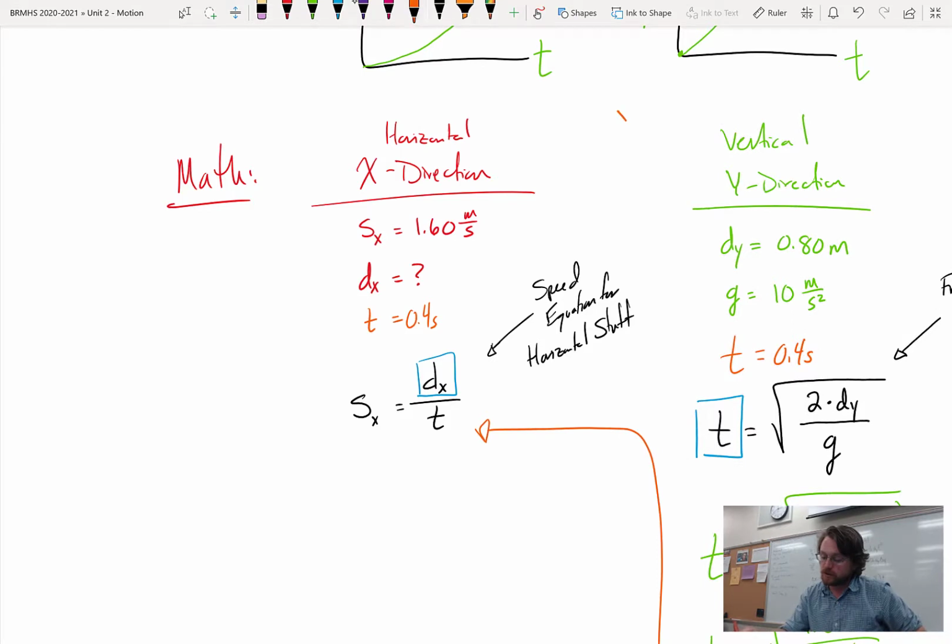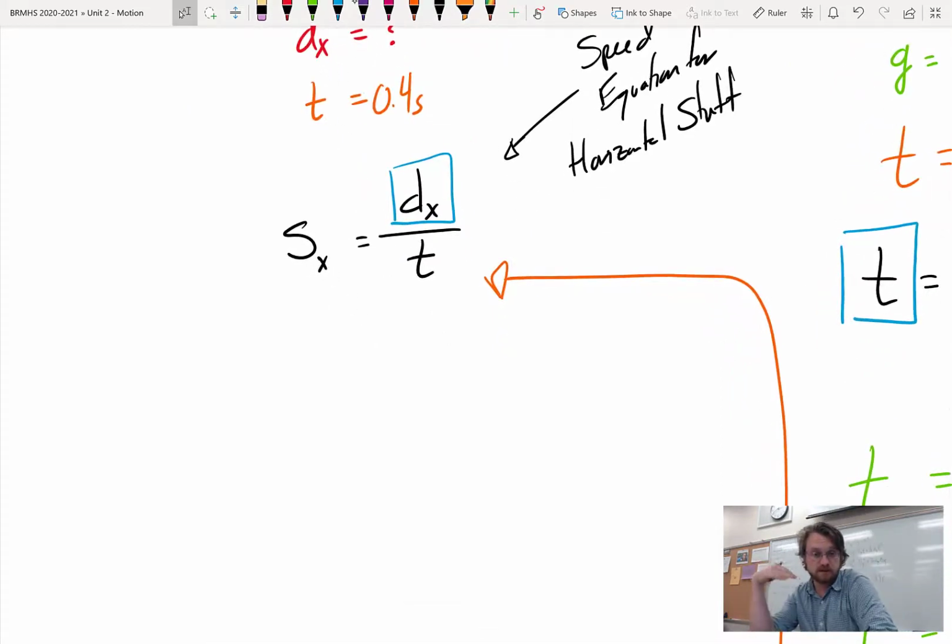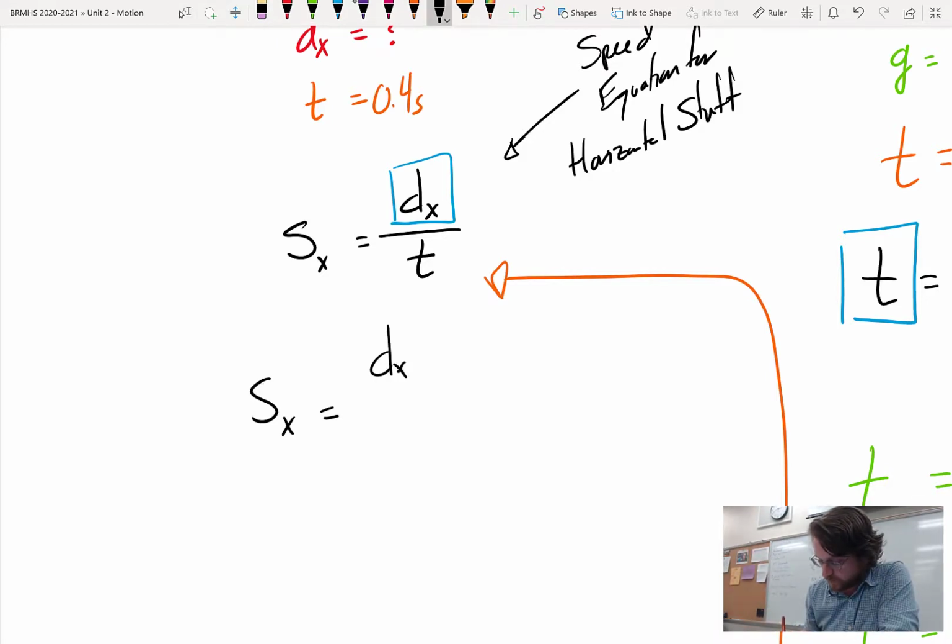And then we were also asked to figure out how far away from the table it lands. What is its horizontal distance traveled? That's the dx. So now we just need to figure out what this dx is in that speed equation. Remember, you always want to isolate or get that variable by itself before you start plugging stuff in. So I'm going to rewrite this equation right here. All we have to do to get it by itself is get rid of that t.